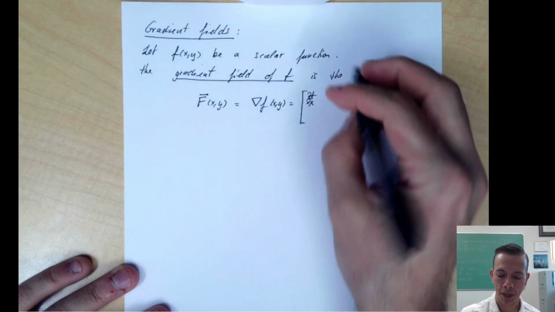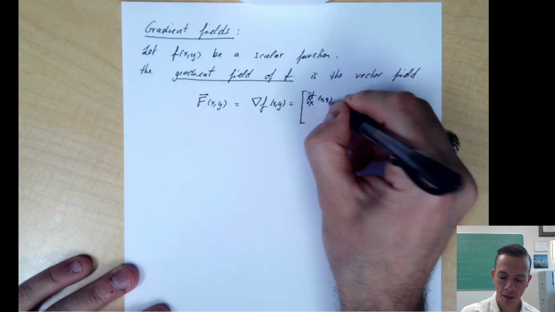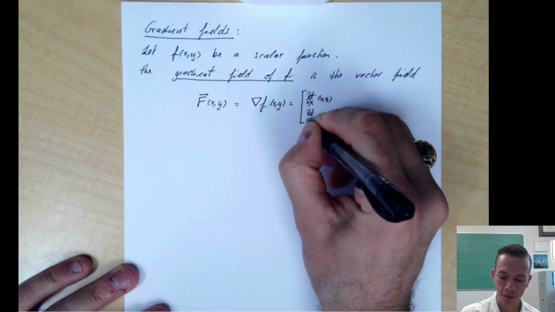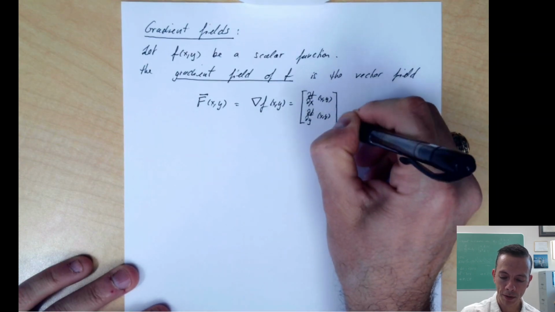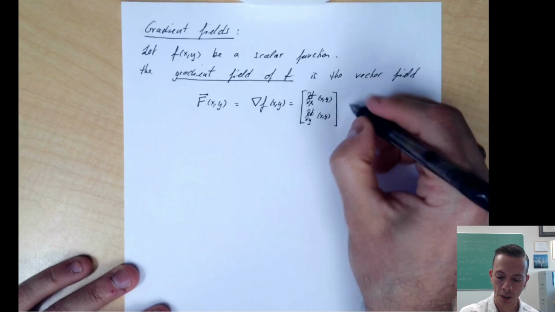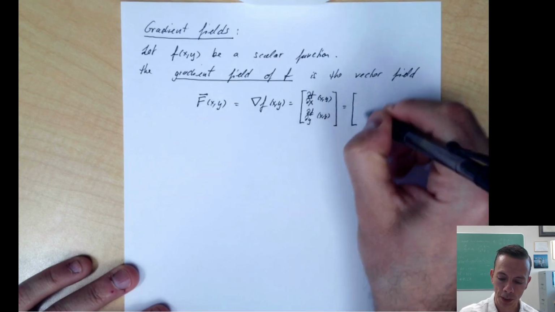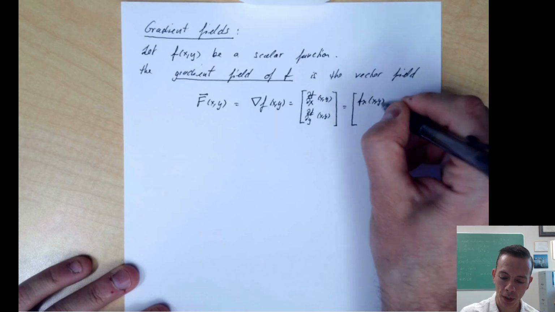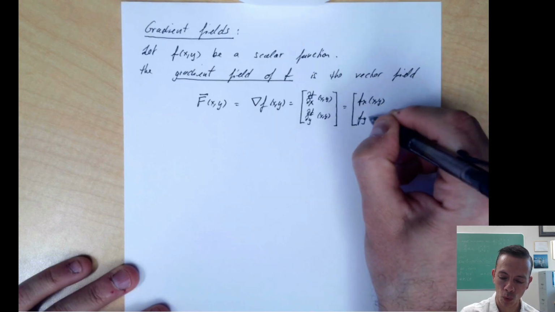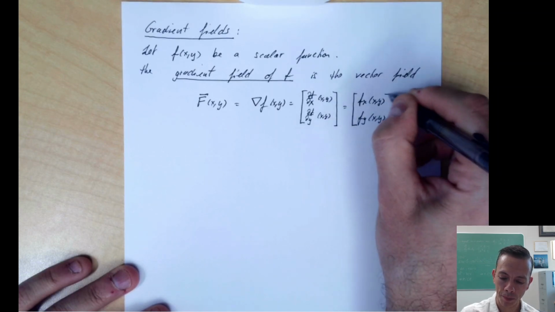The partial derivative with respect to x, and the partial derivative with respect to y. This is the definition of the gradient, which you can also write in simplified notation with the subscripts f sub x of (x, y) and f sub y of (x, y).